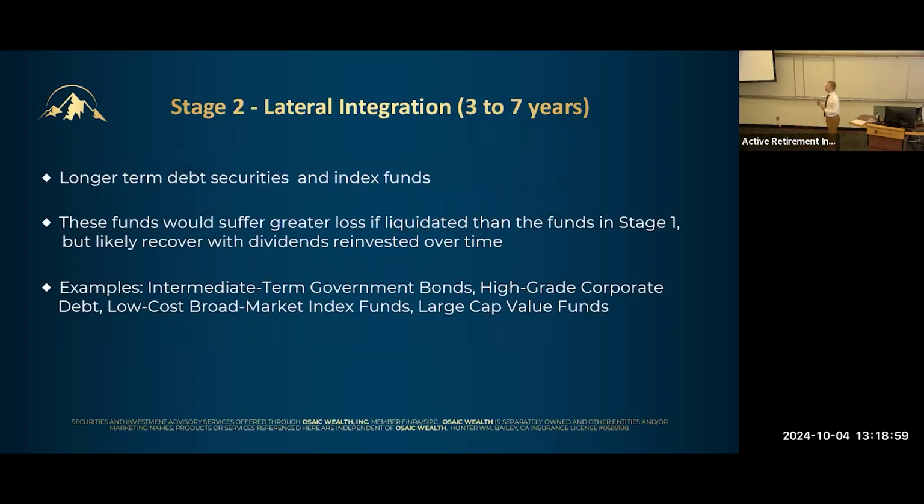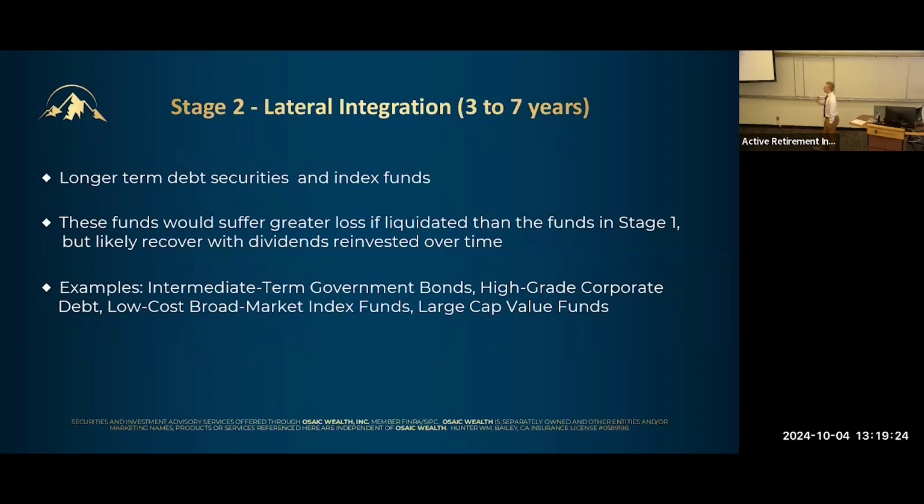Stage two, and this would be in that framework of 3 to 7 years, maybe even 2 to 7 years, really giving a little bit of time for those numbers to catch up. So these might be longer term debt securities and cheap diversified index funds. These funds would suffer a greater loss, but they would likely recover with dividends reinvested and a little bit of time for returns to catch back up.